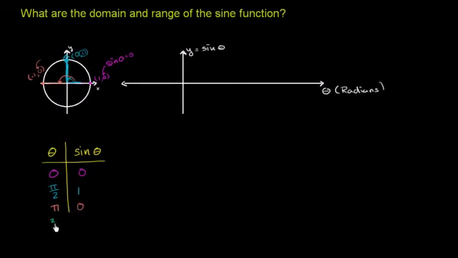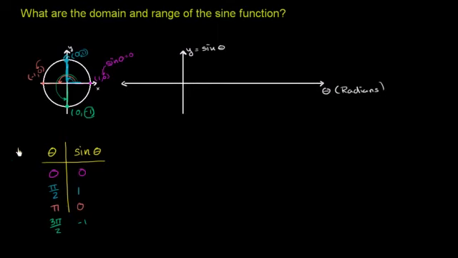Let's go to 3 pi over 2. Now we've gone 3/4 of the way around the circle. The terminal side of the angle intersects the unit circle right over here. Based on that, what is sine of 3 pi over 2? This point is 0, -1. The sine of theta is the same thing as the y-coordinate. So when theta is 3 pi over 2, sine of theta is equal to -1.